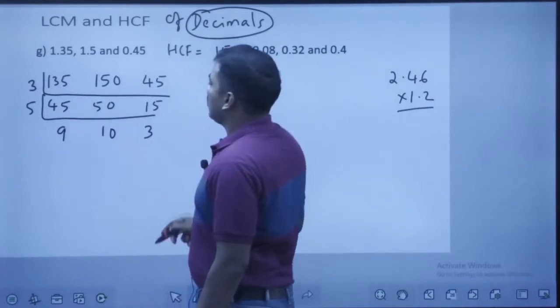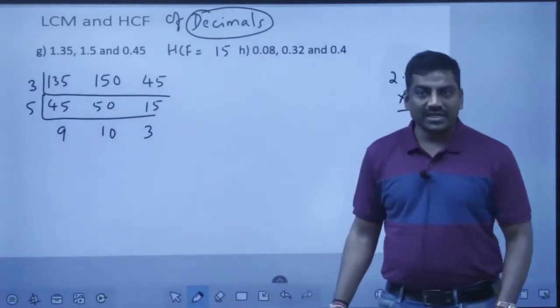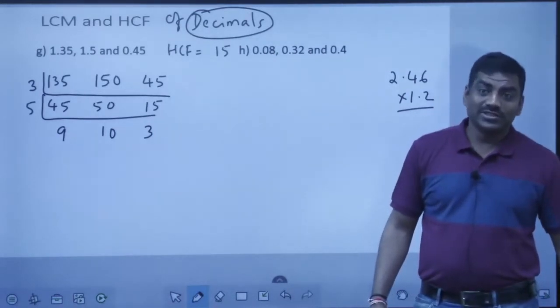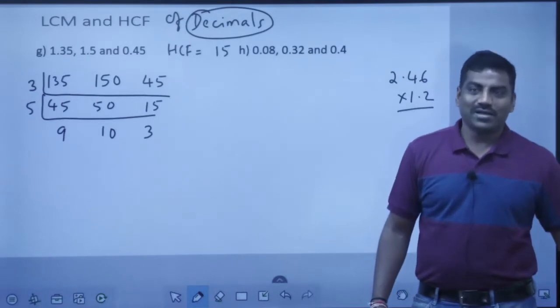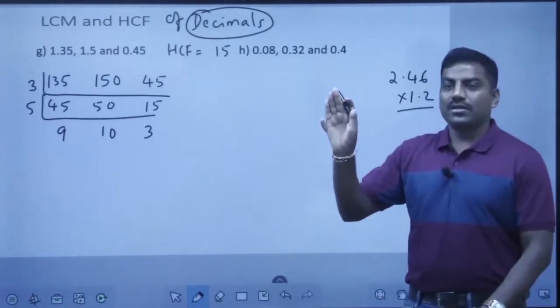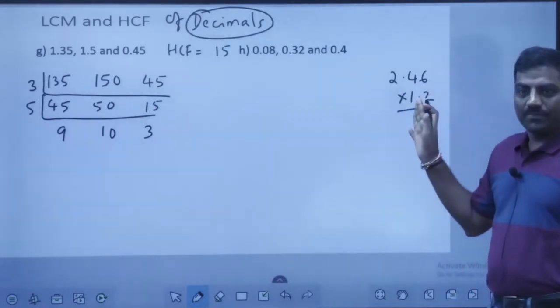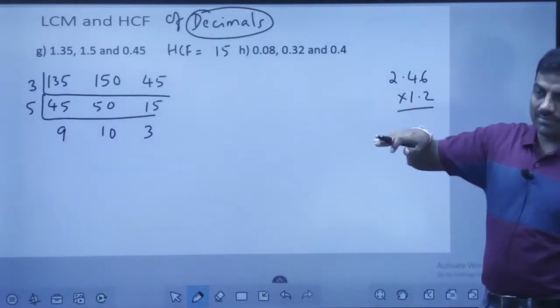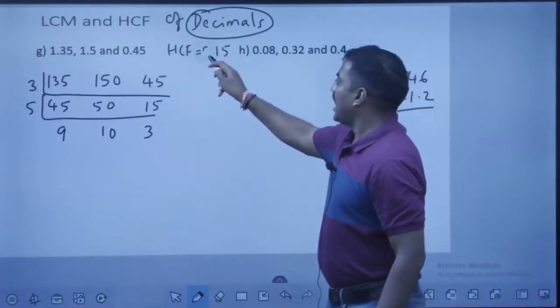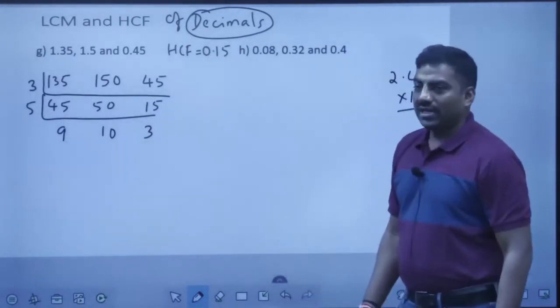But is our answer right? We had jumped the decimal points, no? Give that back. You had jumped the decimal point 2 places to the right. Now give the decimal point back, again 2 places to the left. So here your answer will become 0.15. Understood?